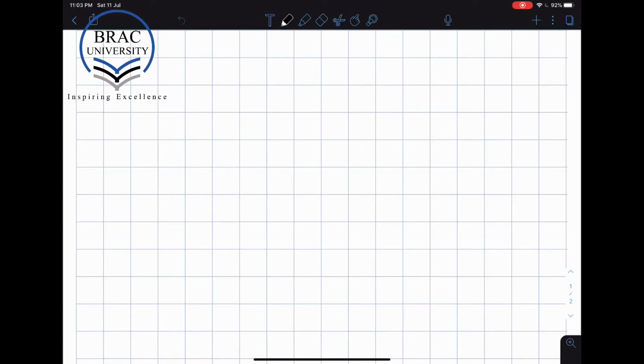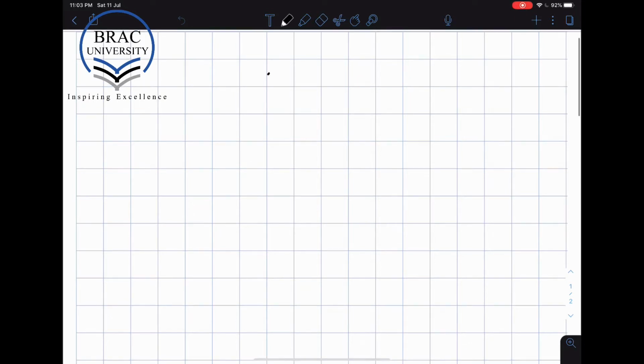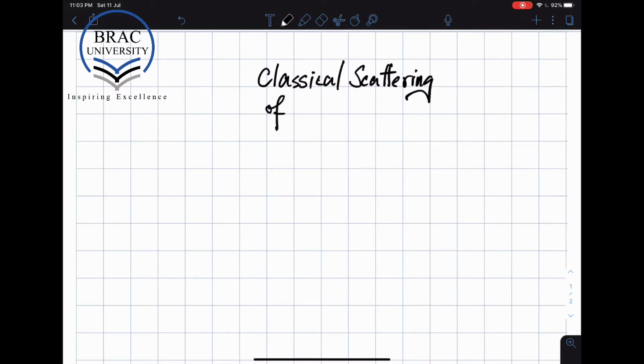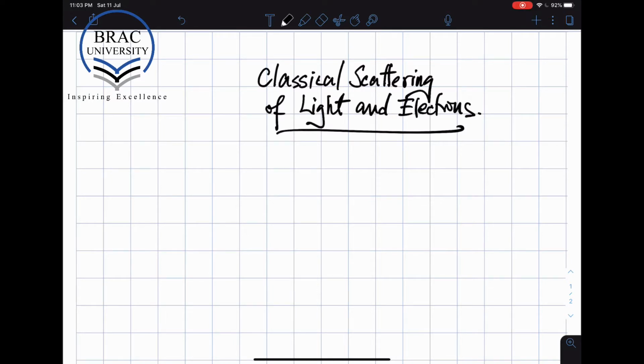So in this lecture, we're going to talk about classical scattering of light and electrons. Consider some high energy light hitting some stationary electrons. What is the classical expectation we have about this scattering process?